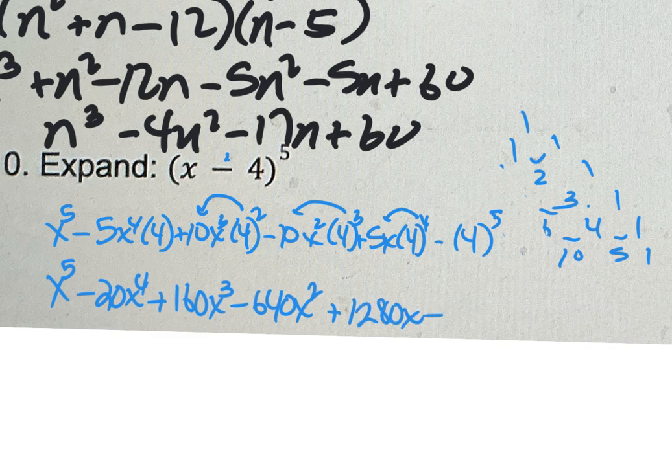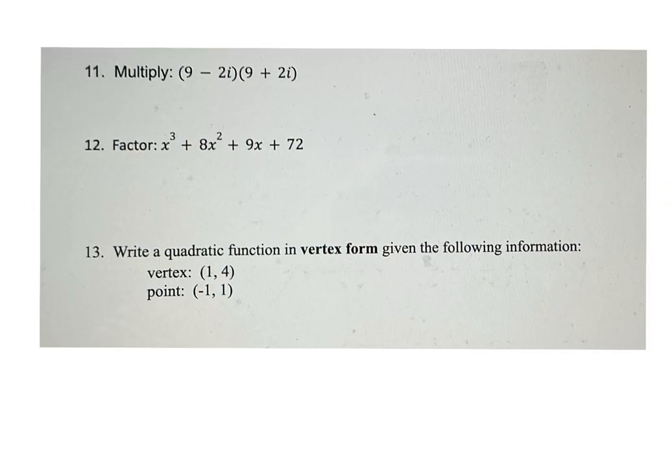And then 4 to the 5th power, I think that's 1024. I'm punching that one though. Yeah, 1024. Thought it was. All right, that's all you've got on that one. All right, keep going, multiply.